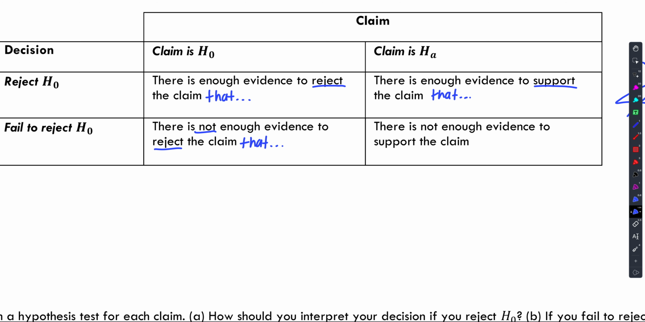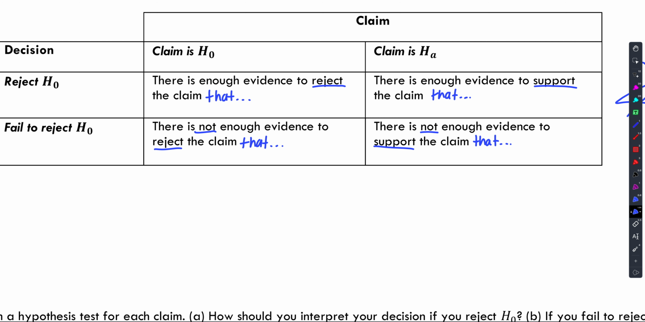And then if you fail to reject the null hypothesis when your claim is the alternative hypothesis, there is not enough evidence to support the claim that. Do we see a pattern here? So if your claim is the null hypothesis, in your interpretation, will you use the word reject or support in there? Reject. Notice that in the first column, both of those sentences have the word reject in there.